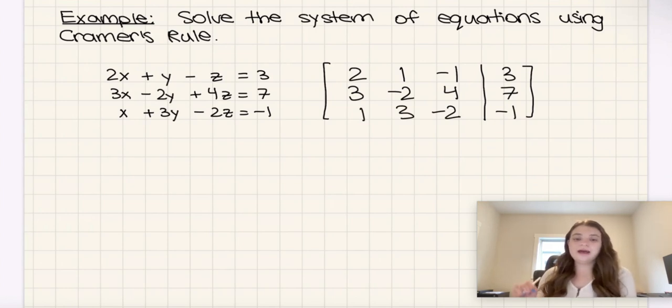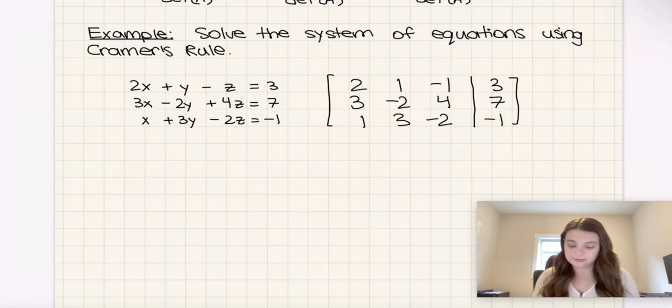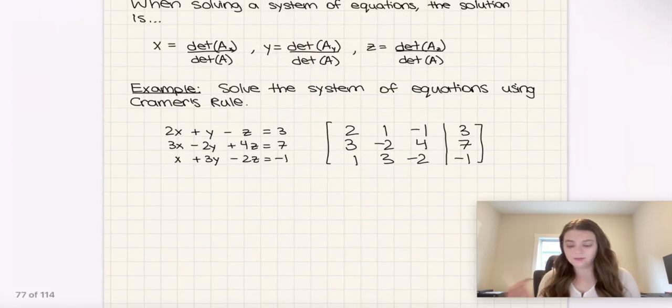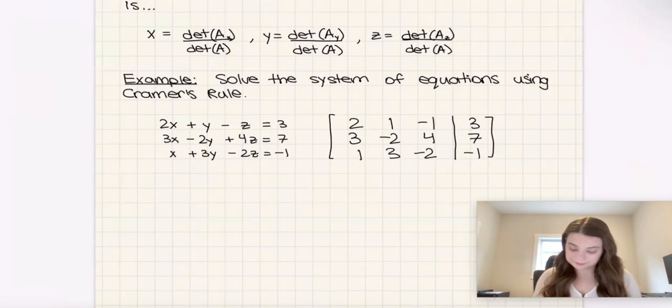Now I need to actually find the determinant of matrix A and then the determinants of matrix AX, AY, and AZ. So before I do that, I want to be clear what I mean by the determinant of matrix A, and what I mean by matrix AX, matrix AY, and matrix AZ. So let's get into it.